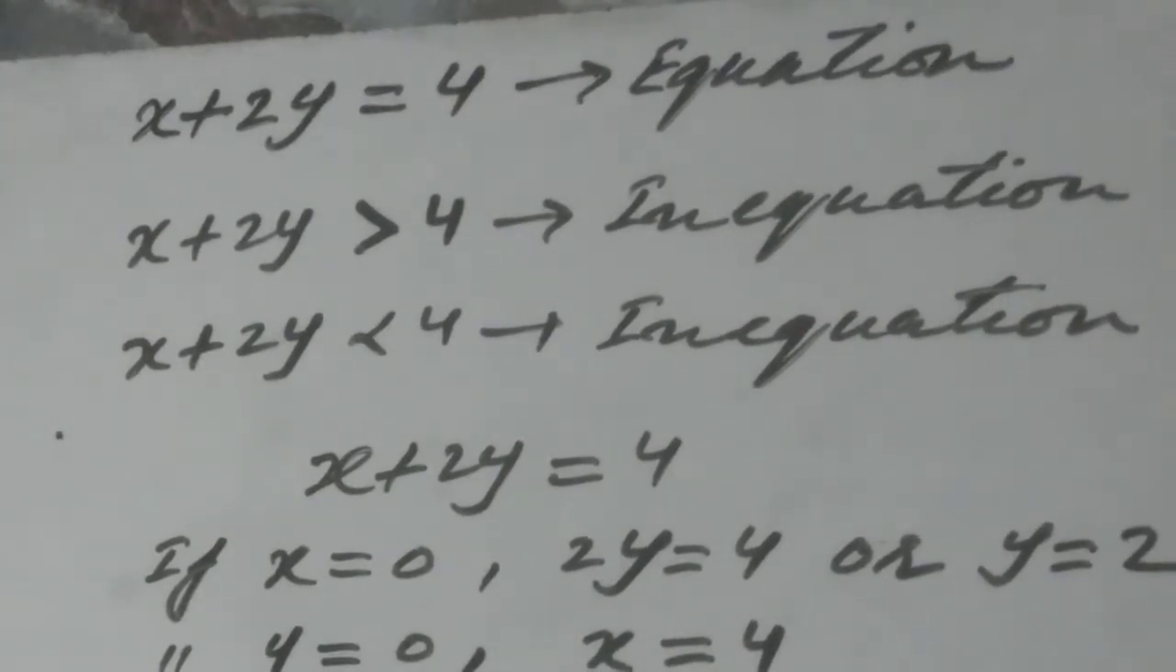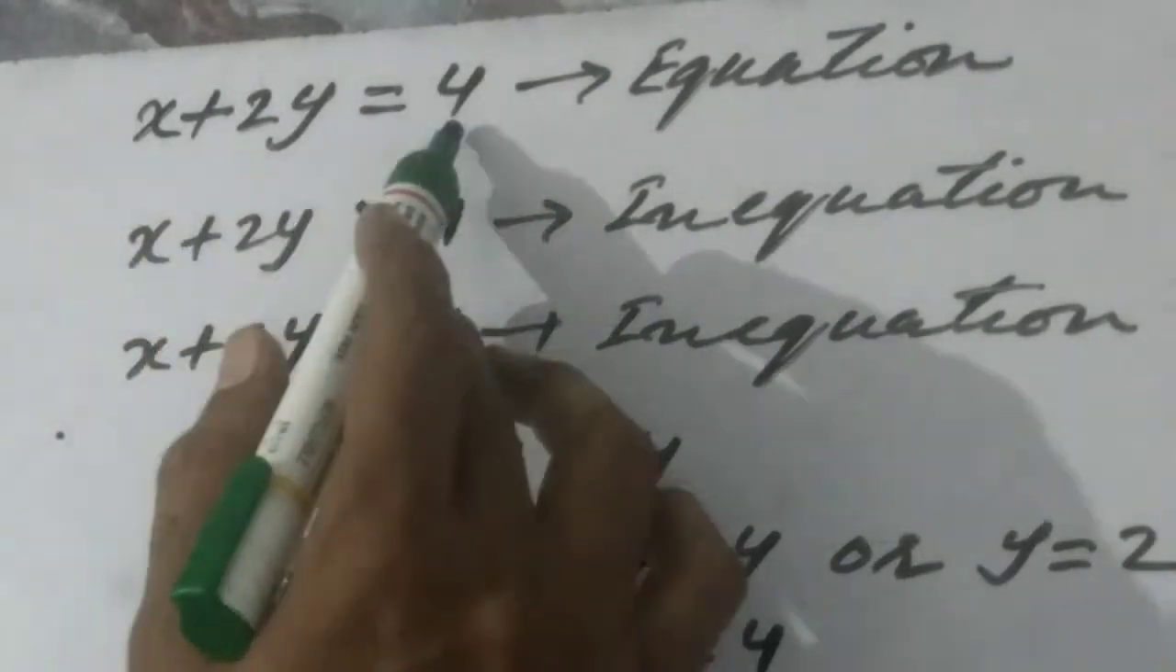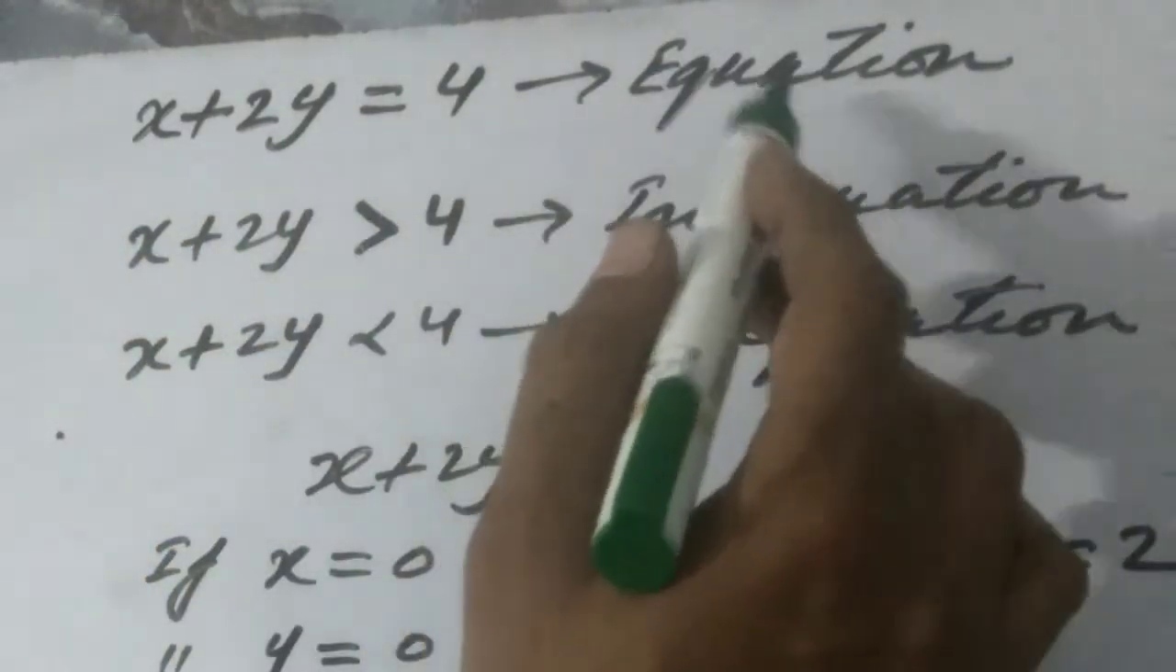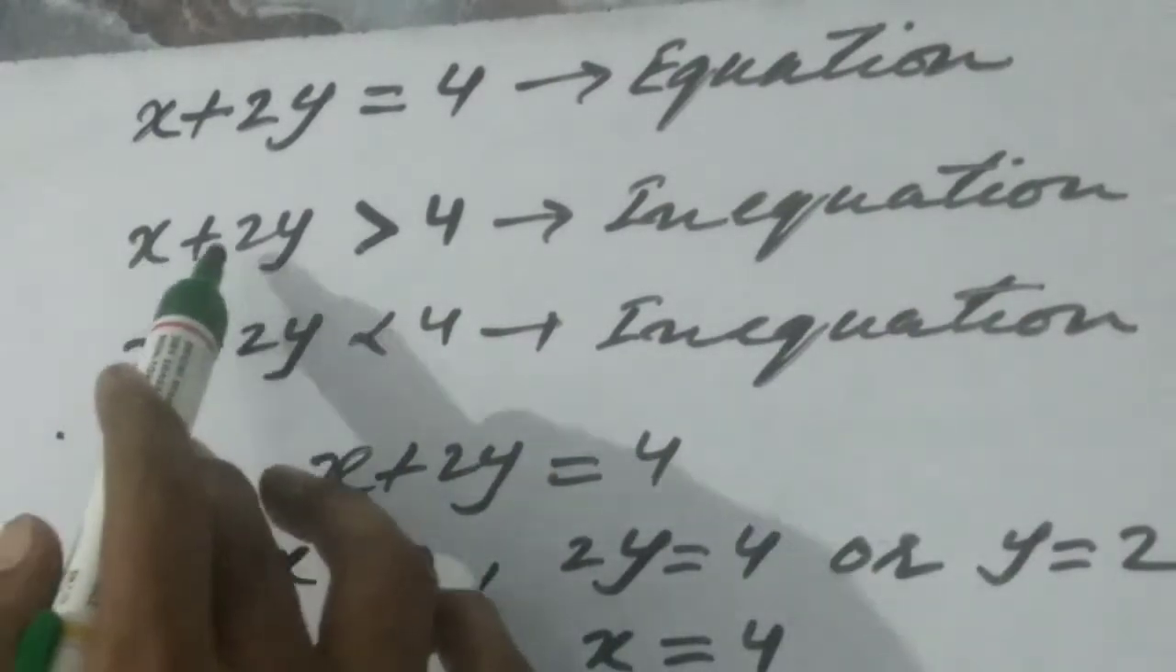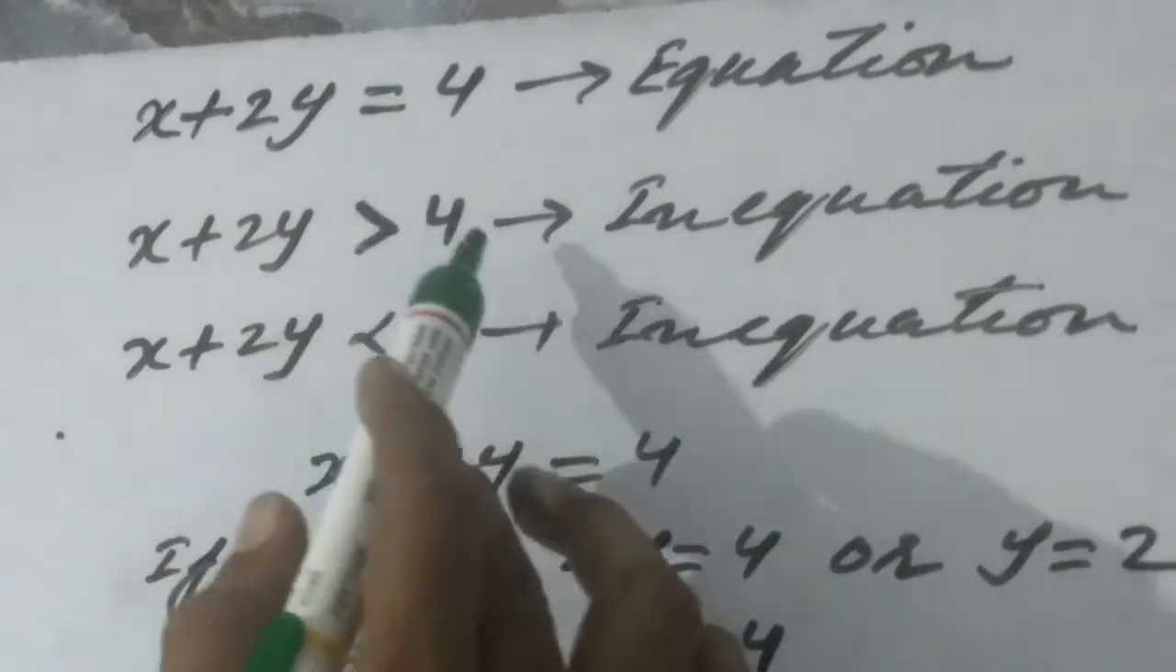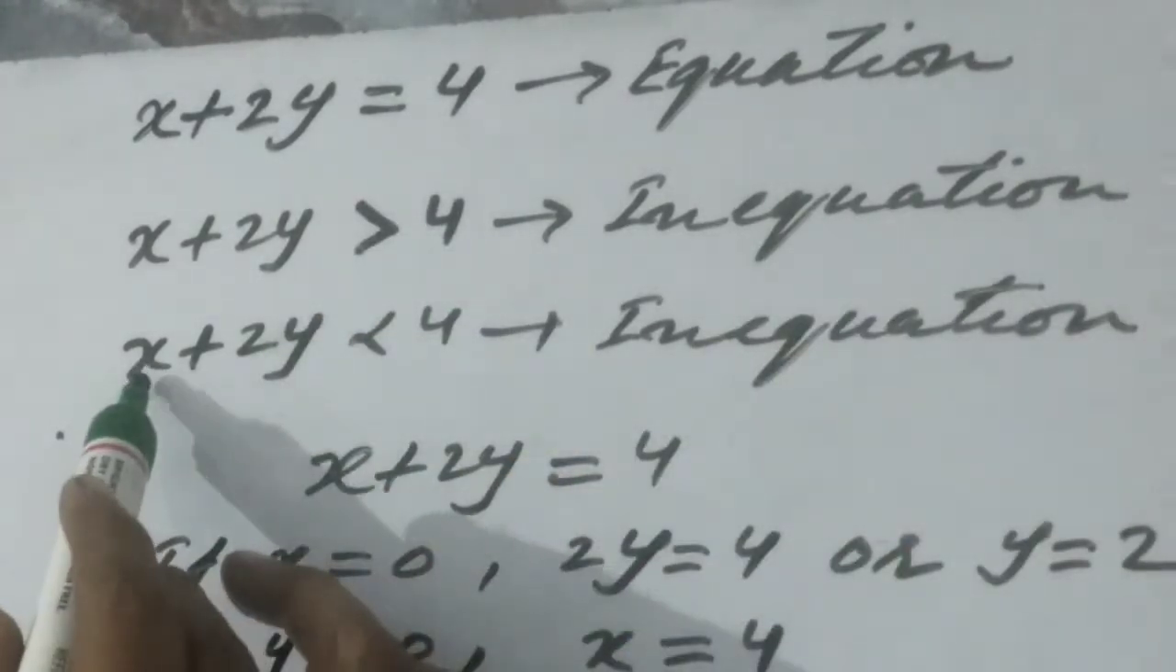Now let us take another example of an inequation in two variables. So we have taken x plus 2y is equal to 4, that is an equation, and x plus 2y is greater than 4, it is an inequation, and x plus 2y is less than 4 is also an inequation. So in this segment of this video we will discuss the graphical representation of these equations and inequations. So first let us draw the equation x plus 2y is equal to 4.